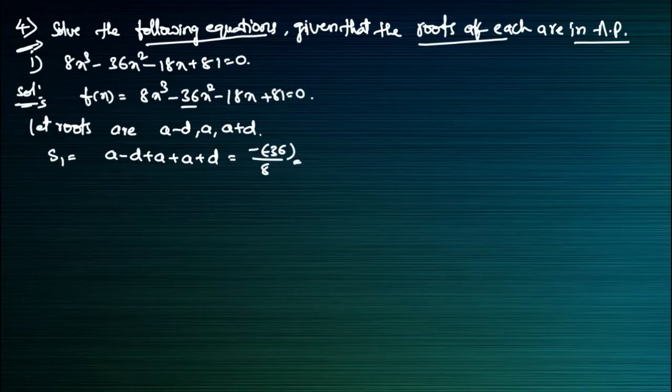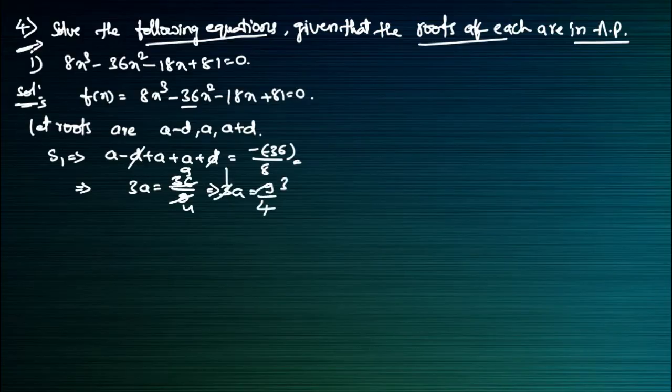So it will become, d will get cancelled, 3a is equal to minus minus 36 divided by 8, so plus 36 divided by 8, which reduces to 9 by 4. So 3a is equal to 9 by 4, the 3s will get cancelled, so a is equal to 3 by 4 into 1 by... so 4 divided by 2, so 3 by 2 will come here, a is equal to 3 by 2.